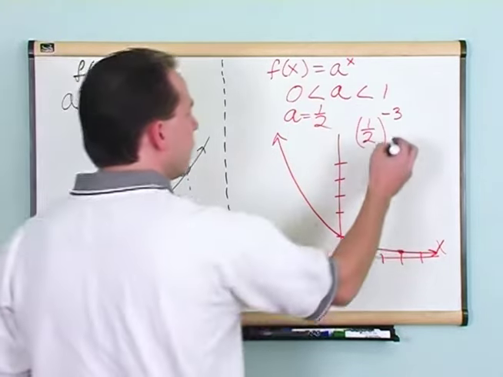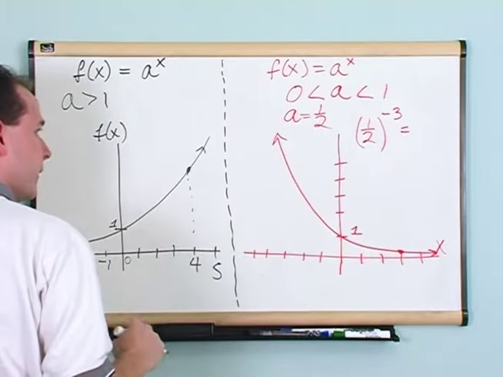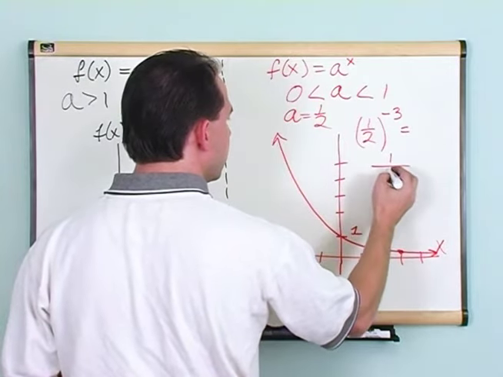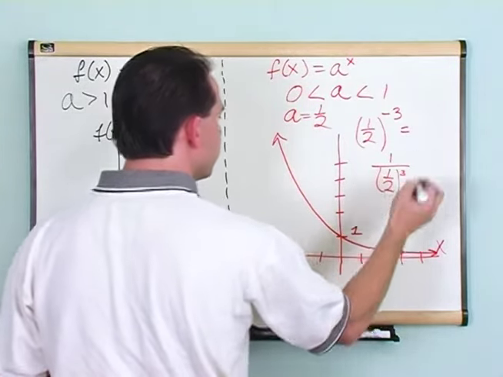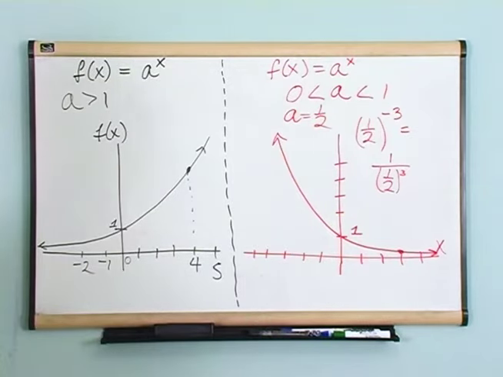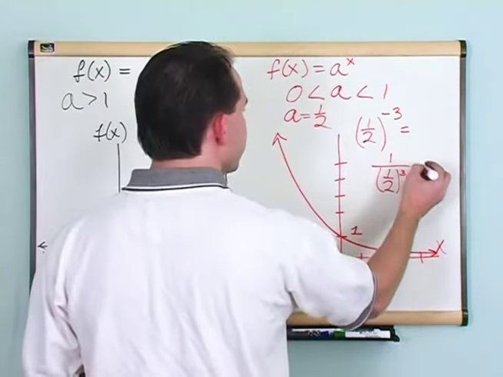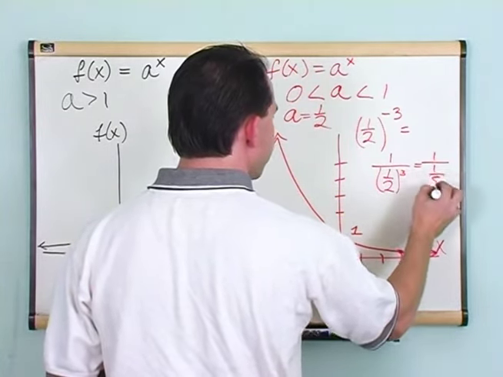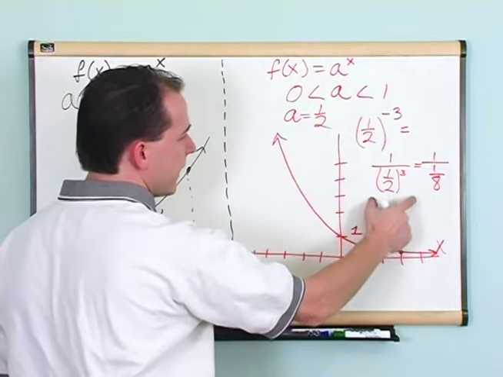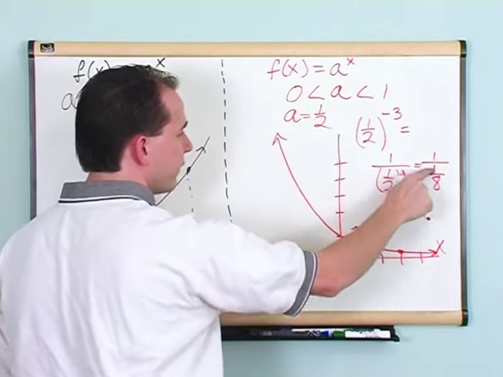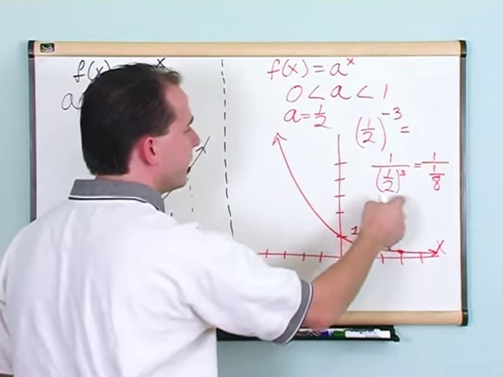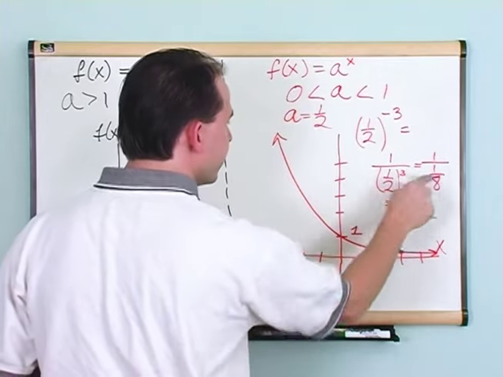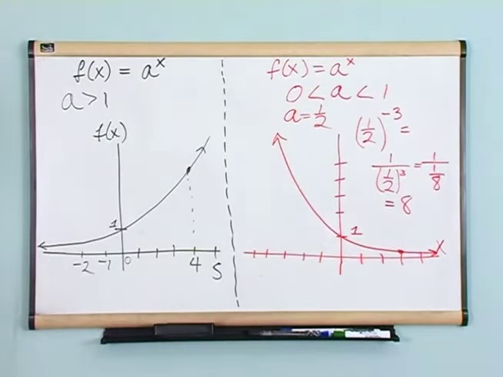negative 3. Well, if you remember, like we said, anything with a negative exponent, you can write it as 1 over 1/2 to the third, like that. Okay, and then this is just 1 over 8. Okay, if you just look at the bottom, 1/2 to the third power, 1 to the third power is 1, 2 to the third power, 2 times 2 is 4, times 2 is 8. Okay, so this 1 over 8, you just flip that bottom fraction over and you get 8.